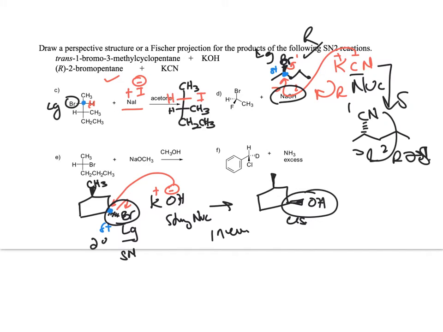Here, sodium thiol. So the sodium is positive, your sulfur is negative, that's a strong nucleophile. Your electrophilic carbon is right here. The bromine is your leaving group. Fluorine is too strong of a bond, it is not a leaving group. So now the sulfur is going to come in at the electrophilic carbon, and bromine is going to leave.